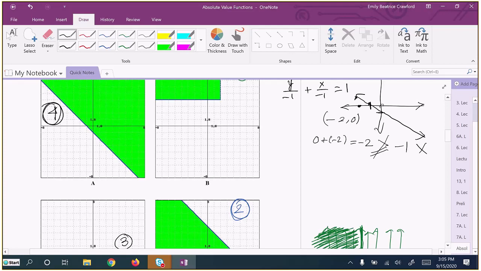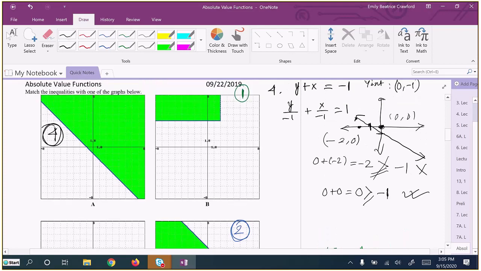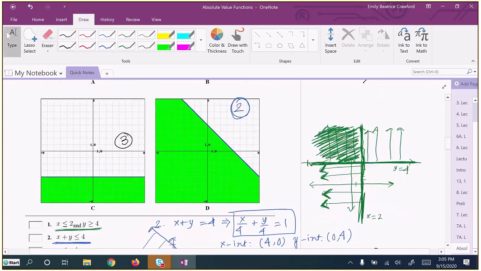So I will try a point on the right. Say 0, 0 is the easier point. So I will try 0, 0. And again, y equal to 0, x equal to 0 should be 0. And that is greater or equal to negative 1. So this is the correct choice, which tells me that this is my inequality region. And so the graph in A is the graph for inequality in 4.